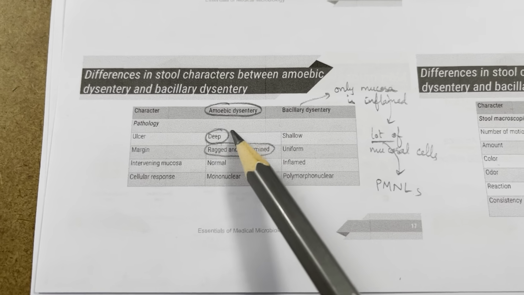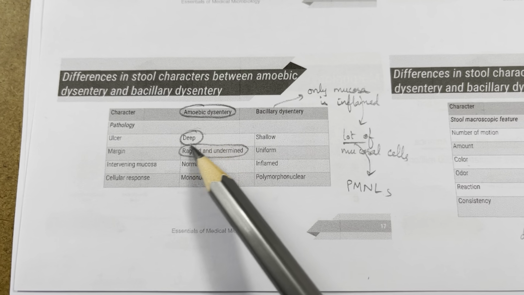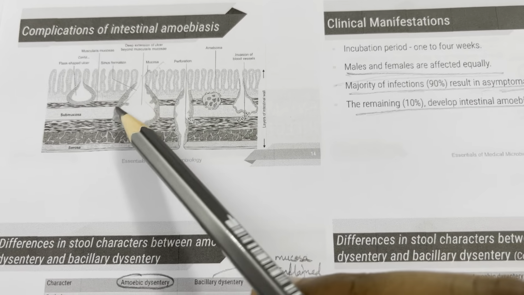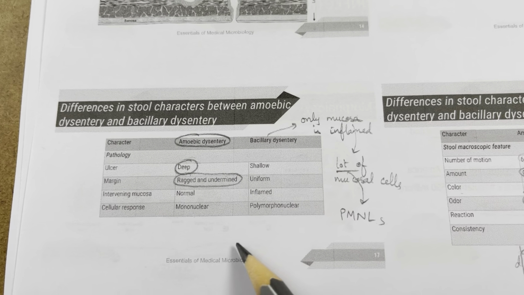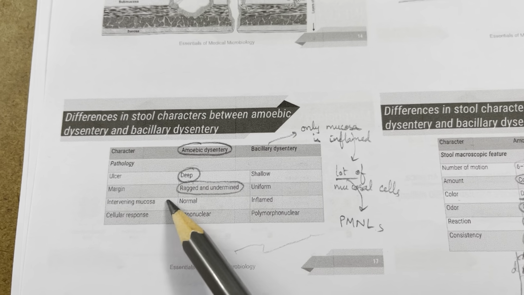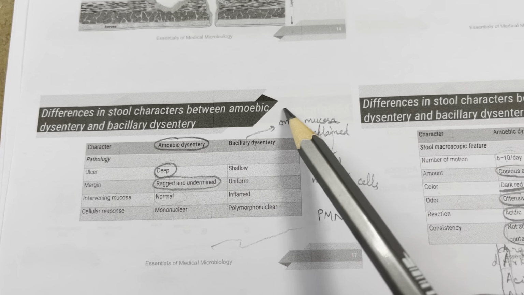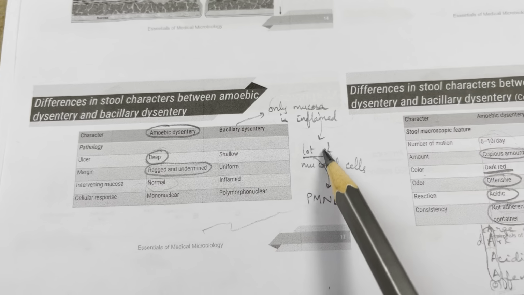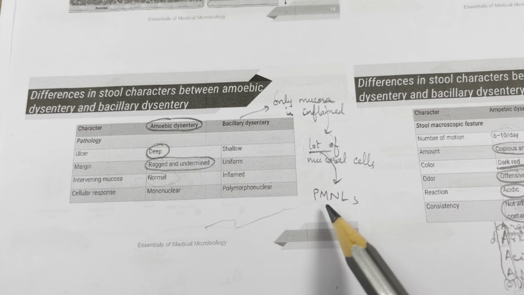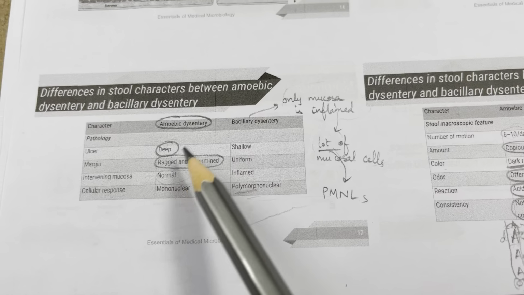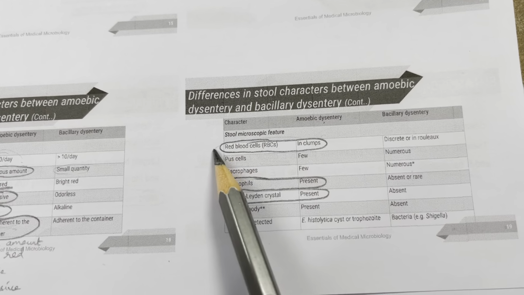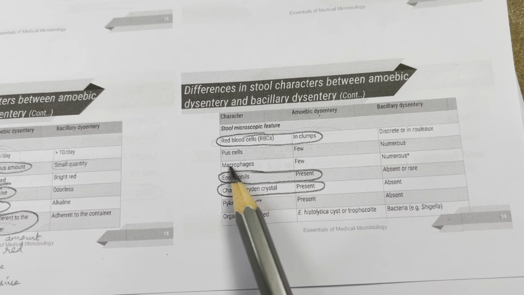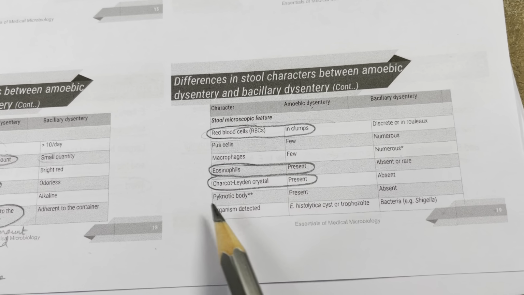Next, moving on to the type of ulcer. Ulcer is deep and the margins are ragged and undermined. As you can see, they're ragged and undermined, whereas it is uniform and shallow in bacillary dysentery. So intervening mucosa is normal, but in bacillary dysentery, there is a lot of action. So a lot of mucosal cells are inflamed, so that is why polymorphonuclear cellular response is seen, whereas in amoebic dysentery, it is mononuclear. So you can also see RBCs and clumps in amoebic dysentery. In amoebiasis, eosinophils and Charcot-Leyden crystals and pyknotic bodies are present.